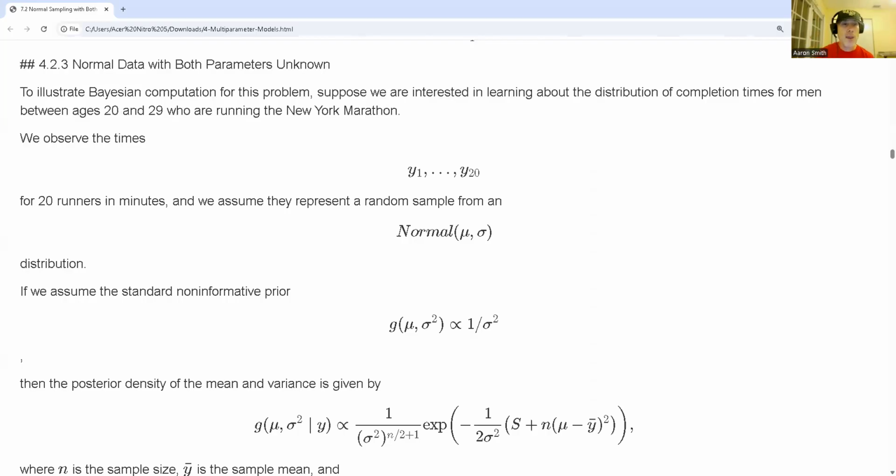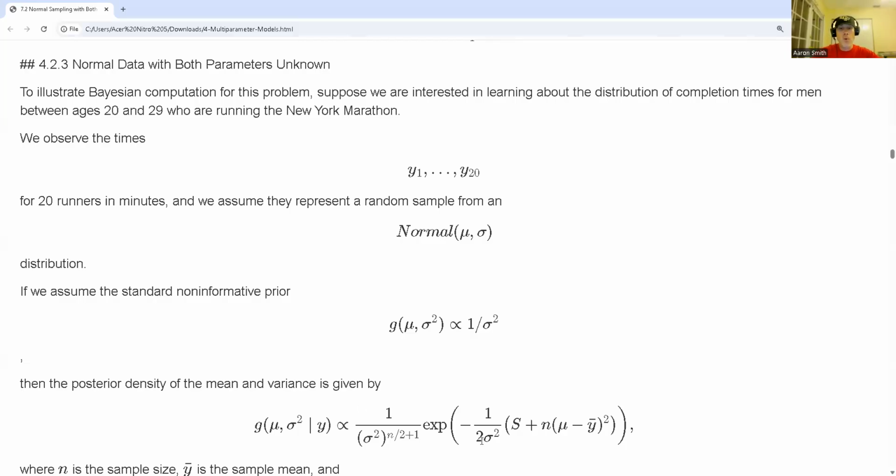Let's illustrate Bayesian computations for this problem. Suppose that we're interested in learning about the distribution of completion times for men between ages 20 and 29 while running the New York Marathon. We observe the times of 20 runners in minutes, and we're going to assume that they represent a random sample from a normal distribution, mean mu and standard deviation sigma. And we're going to go ahead and assume the standard non-informative prior.